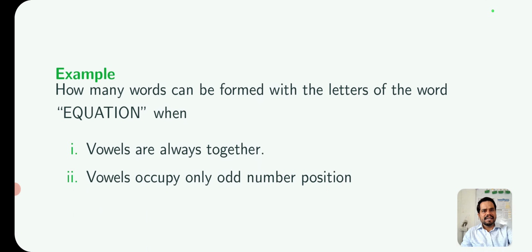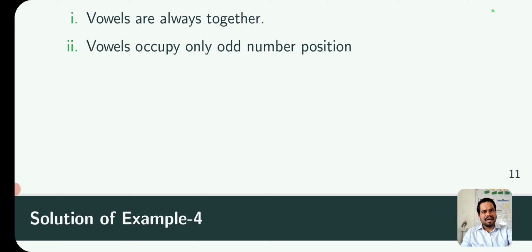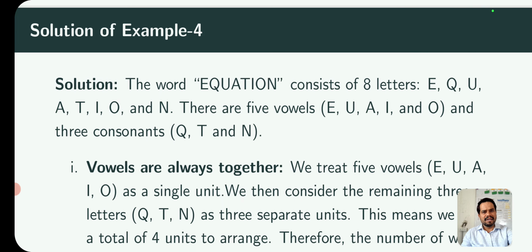So let us see the next example. How many words can be formed with the letters of the word equation, under the conditions that vowels are always together, and vowels occupy only odd number positions? So these are the two conditions. Under these two conditions, we have to find the total number of permutations of the letters of the word equation. First you can check whether letters appear twice or thrice, and then apply the definition of permutation under the given conditions.